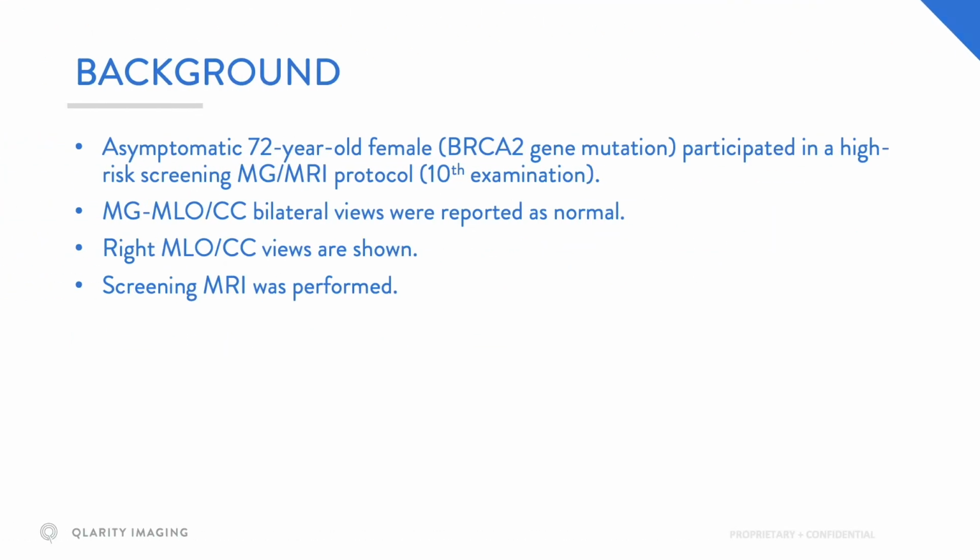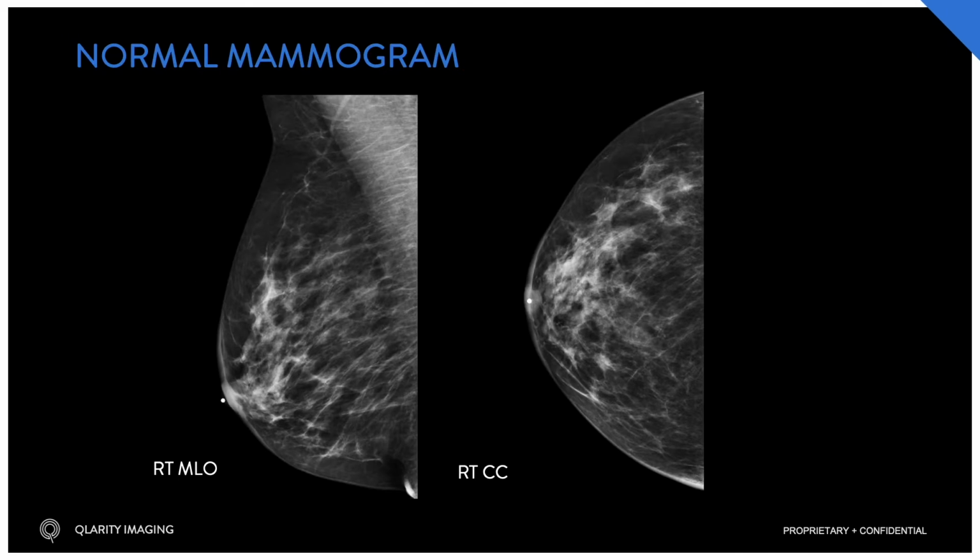So we're going to evaluate today a small enhancing mass. Patient is age 72 with BRCA2 germ mutation. She has undergone routine mammography screening and also screening with MRI. And this is the 10th module of her screening MRI protocol. Here we can see the right breast mammogram, and we can note that there is no significant abnormal finding on the right MLO or the right CC view.